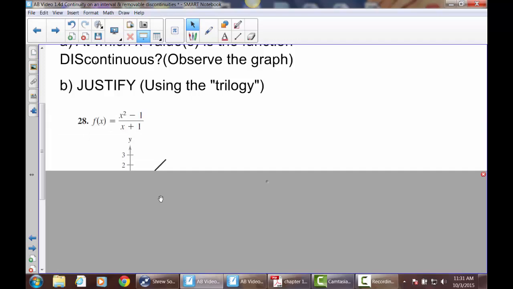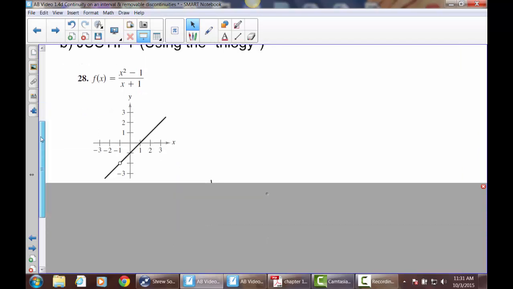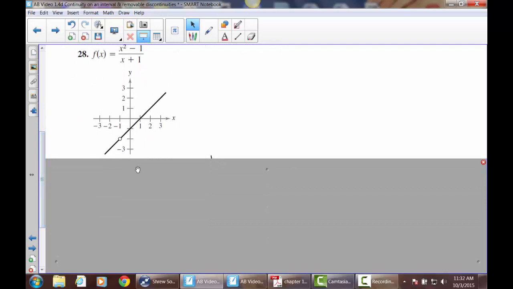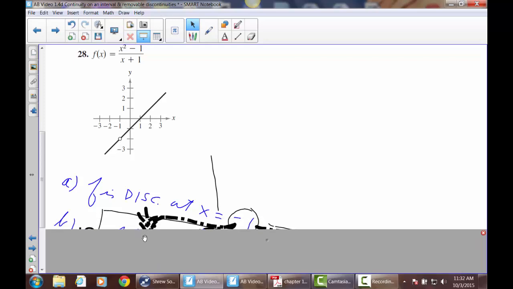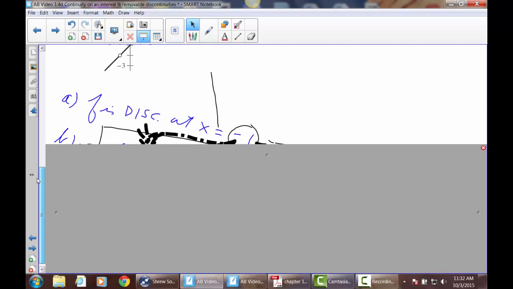So here's number 28. They give you the function, they give you the graph, but really we're going to be concentrating on the graph itself. So the first question is, at which values of x is the function discontinuous? You can see the only place where you'd have to lift your pencil off the paper is at the point discontinuity, so it's discontinuous at x equals -1. Now you're asked to justify why it is not continuous at x equals -1. Well, if it was continuous at x equals -1, then the trilogy would work with -1.